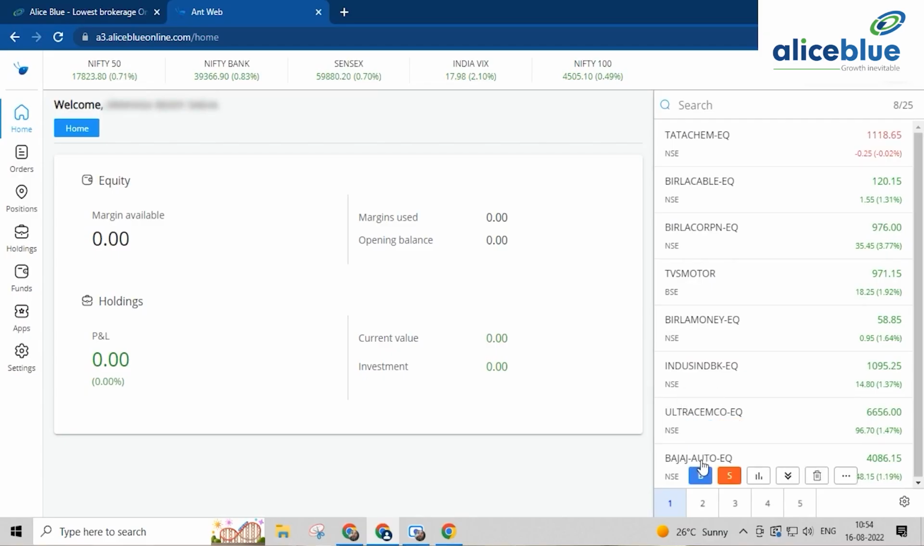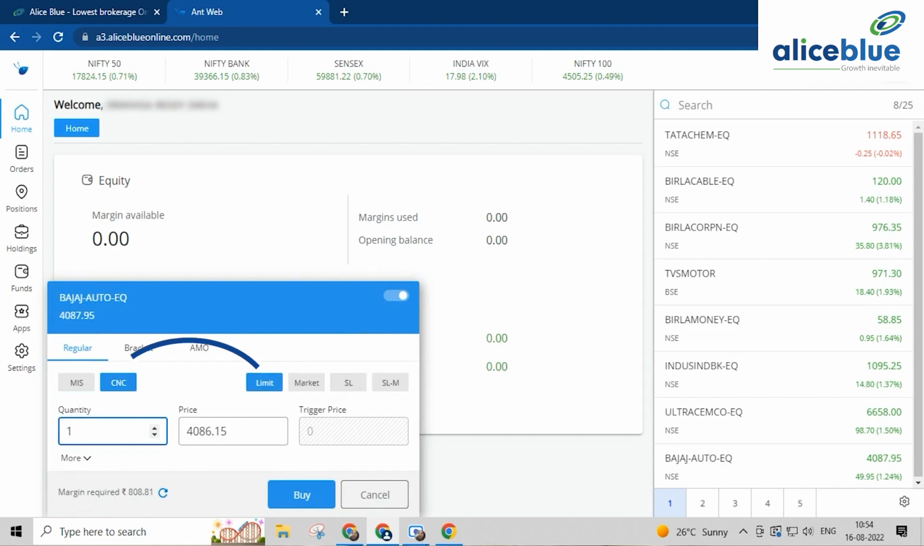Now I'll tell you how to place a CNC order in aliceblue. These are the steps that would help you to place a CNC order easily. First, choose the stock or F&O of your choice. Now select whether you want to buy or sell the stock. Select CNC, which stands for cash and carry. Then select whether you want to place a market order or a limit order. Now enter the quantity and price in case of limit order. Lastly, enter the trigger price at which you would like to pocket the gains. That is how simple it is.